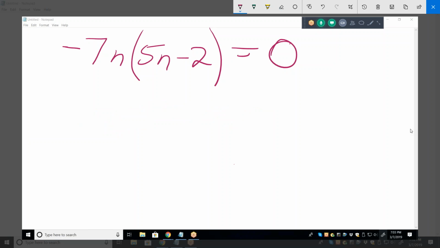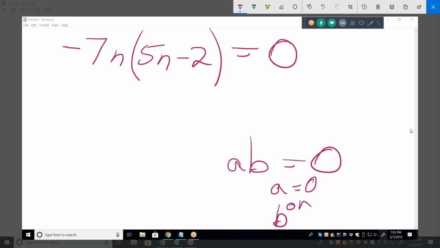If I say AB equals 0, there's absolutely one thing you can say is true. What is it? That AB has to be 0? Okay. That means that A is equal to 0 or B is equal to 0. You cannot give me 2 numbers that multiply to 0 unless one of them is 0.